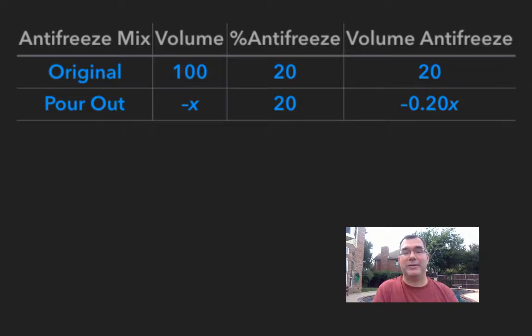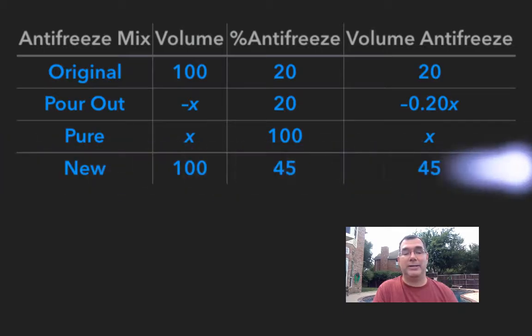So the volume of the antifreeze that I'm pouring out is 20%, 0.20, times X, and that is all negative because I'm pouring it out. Now I'm adding pure antifreeze to the mix. So the volume is the same as the volume that I poured out, but it's now positive. The percent antifreeze is 100%. So everything that was part of the volume of the mix is part of the volume of the antifreeze. So I'm adding X milliliters of antifreeze.